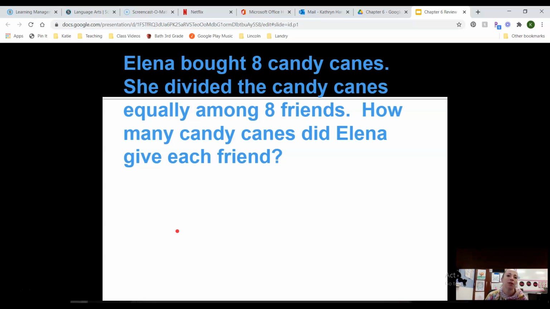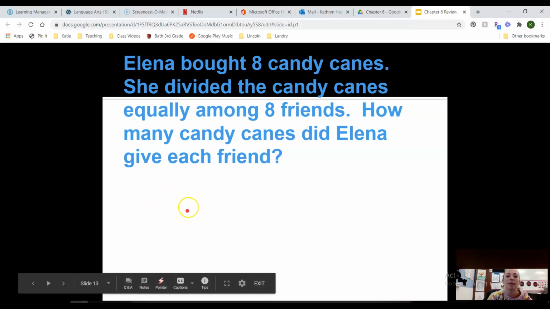Let's look for keywords. Well, first of all, it literally says the word divided. If it's going to literally say the word divided, that means you must divide. What are our other keywords? Equally. If I see the word equally, it also always means division. Also, each. Each in the last sentence also means division. So, what is 8 divided by 8?